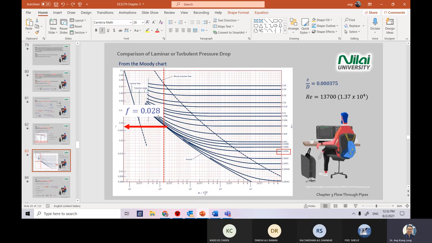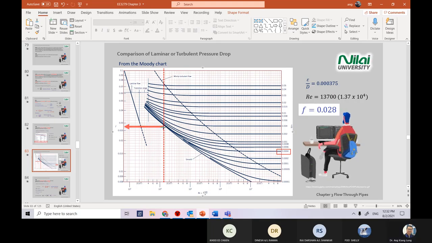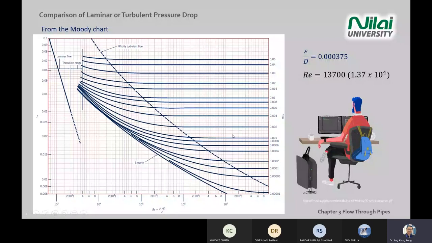So if you plot the line, I will just put it here. Okay, so if you plot the line, you will see the intersection between the Reynolds number and the roughness ratio. Then you pull to the left, you'll get around 0.028. Anyone of you not sure how to use the Moody chart?